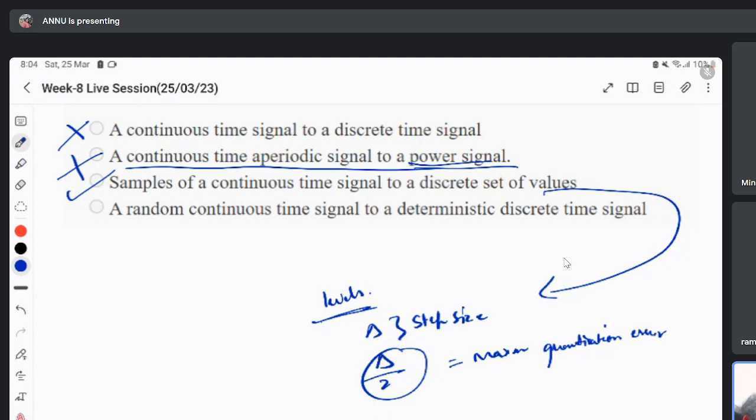Kushit, have you ever done any NPTEL course earlier? No, ma'am. This one is my first. Which one? This one, communication system, digital. No, ma'am.